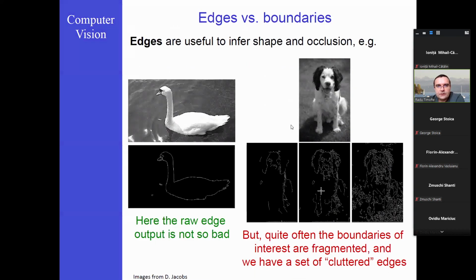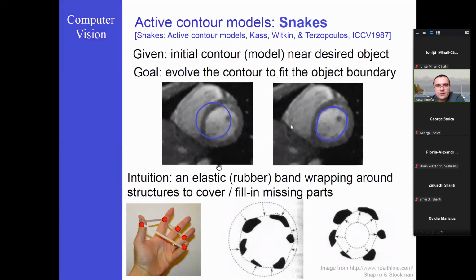So what is the solution in this case? We need to rely on some other models that are trying to make some sense from the edge points and to fit some contours. So here we are speaking about the active contour models, the snakes. It has been 35 years since the introduction of snakes.